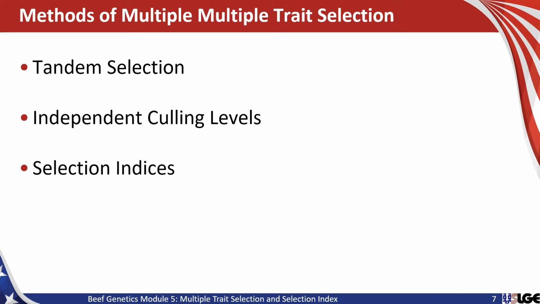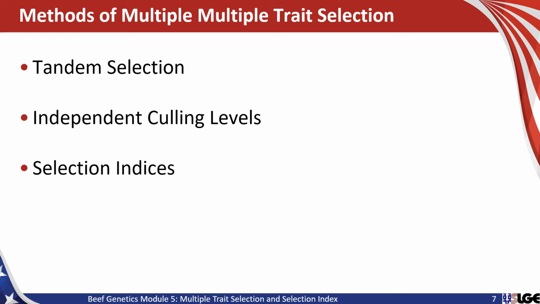Obviously, birth weight is an indicator of calving ease. Birth weight and post-weaning growth are genetically correlated, and so it's possible as I select for animals that are larger post-weaning, I could inadvertently erode some of the progress I made in calving ease.